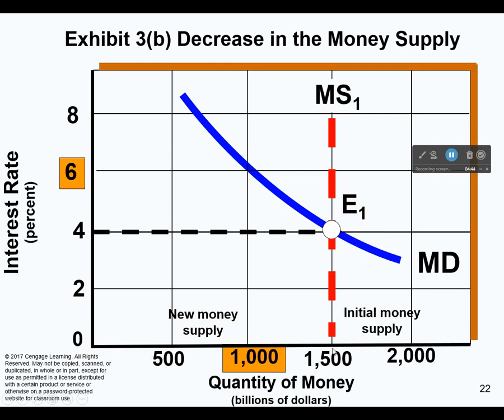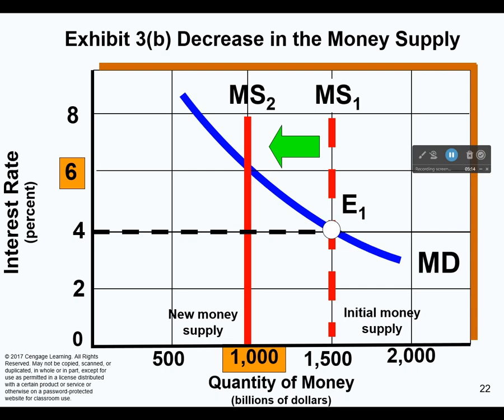So here we have an initial money supply of, that's actually, $1.5 trillion. We have money demand, and interest rates are in equilibrium at 4%. The Fed will sell bonds to the banks. The banks pay for those bonds in cash, or in bank reserves. The Fed destroys those bank reserves. They go away.